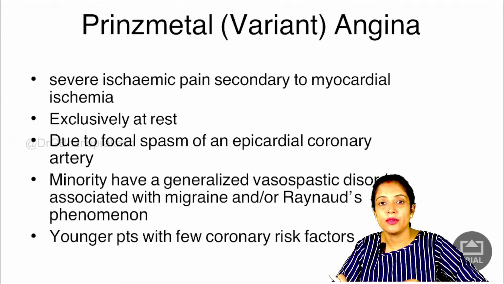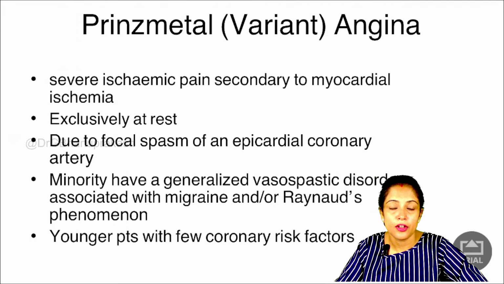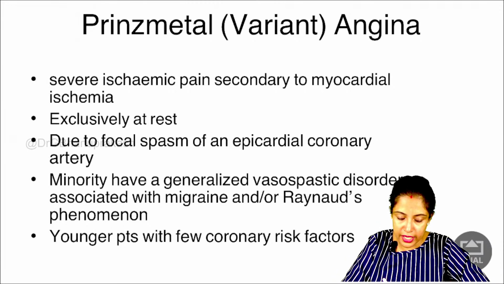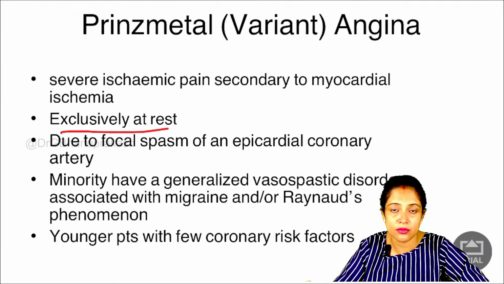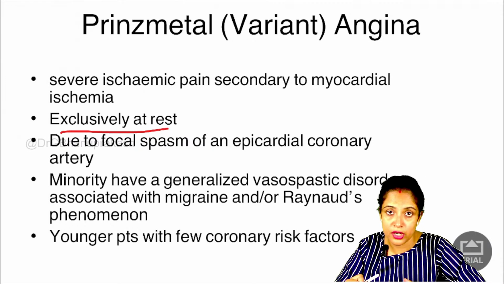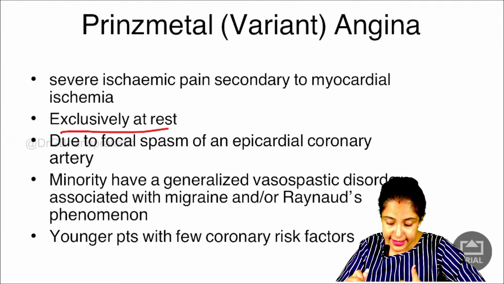So remember, stable angina occurs in case of exertion. A fixed amount of exertion will result in stable angina. But in Prinzmetal angina, it is at rest. There is no relation with effort. And why does it happen? It happens due to spasm of the coronary artery. Vascular spasm. It is vasospastic.